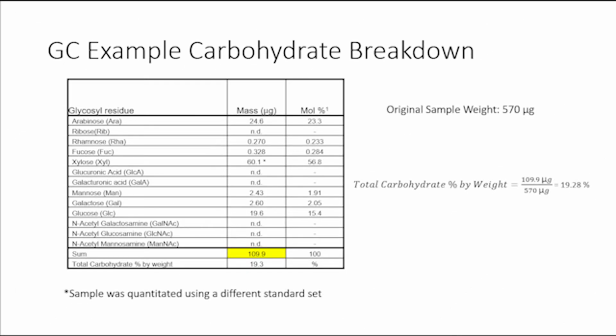We can calculate an RF value for each sugar found in the sample, and knowing how much sample was originally used, we can come up with a percentage for each sugar, as well as summing all the sugar masses in order to find a total carbohydrate percentage by weight.